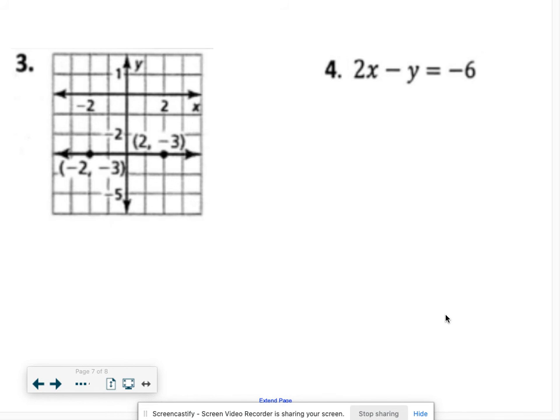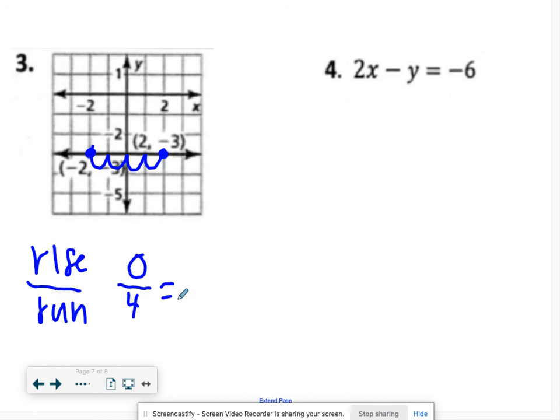Okay, now this one, let's see here. So if I use rise over run, they're giving me this point and this point. Do I rise any to go from here to here? No, so I'm putting a 0. But how many do I run? 4. What's 0 divided by 4? 0. A goose egg.